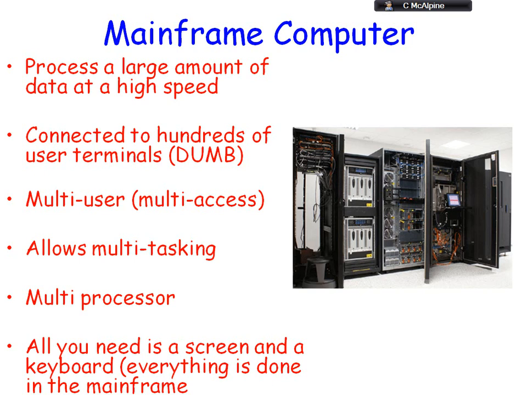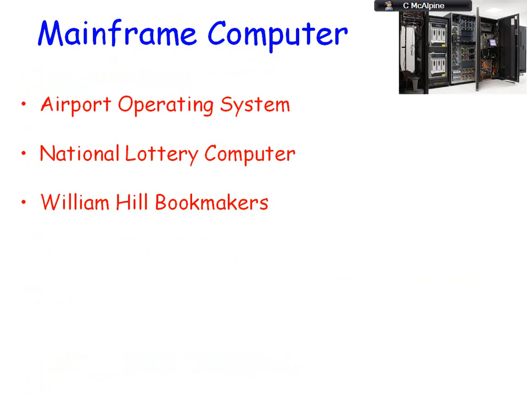They can multitask. They've got multiple processors. They have got phenomenal amounts of backing storage and main memory. So all of them connect up to these dumb terminals that only have a keyboard and a screen, which allow people to access and use the power behind the mainframe computer systems. Uses of that would be the airport operating system, national lottery computers, and really large companies that have widespread data that need to have multi-user access via terminals.